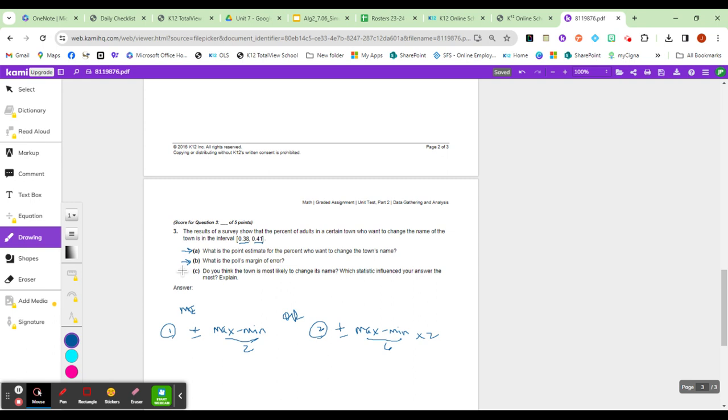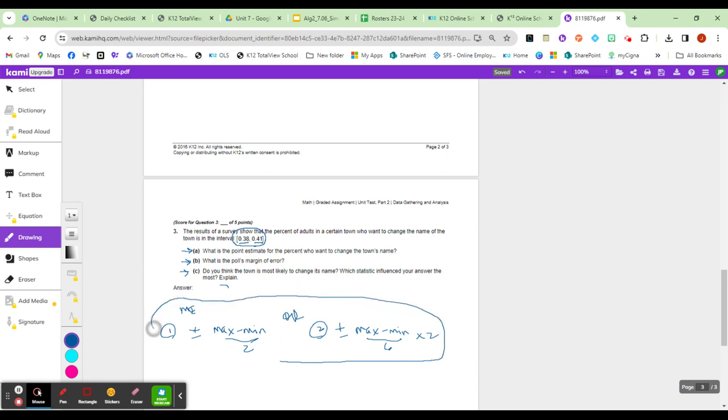C says, do you think that the town is most likely to change its name? Which statistic influenced your answer the most? So you've really got enough data right here in the problem to figure out whether the town is going to vote in the change of its name or not. And then it says, which statistic would you use? And explain your answer.